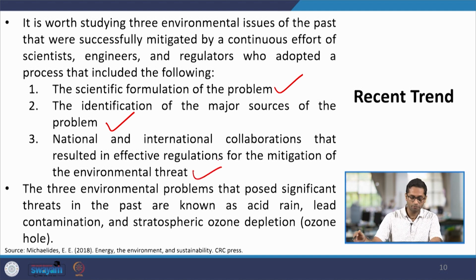And let me repeat what these three problems were. These were basically acid rains. Acid rains are formed because of the fumes of sulfur oxides as well as nitrous oxides from the combustion of different kinds of fossil fuels. Then lead contamination, and one of the major reasons for that was the use of anti-knocking agents for better utilization of different fuels in vehicles.